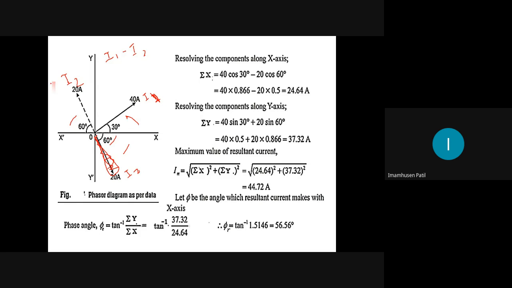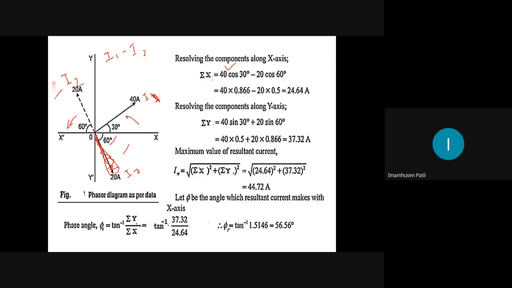This is I1. This and this you have to add. Now summation of I1, 40 cos 30. Then summation of this I2, you have to bring it along with x-axis. So 20 cos 60. Is it okay?